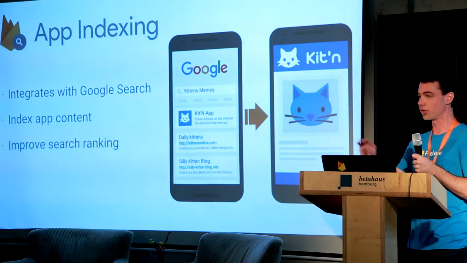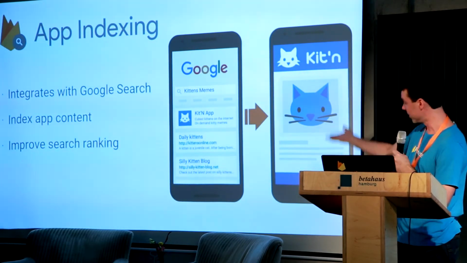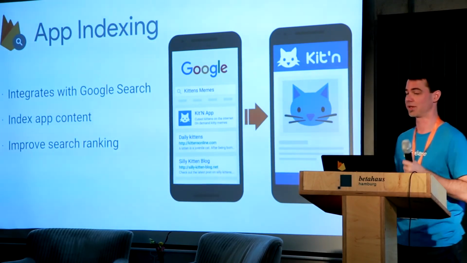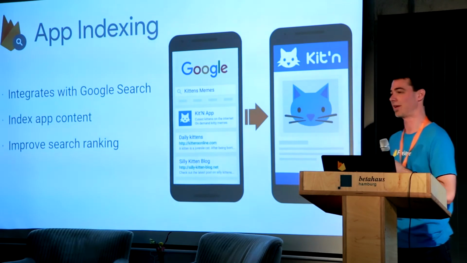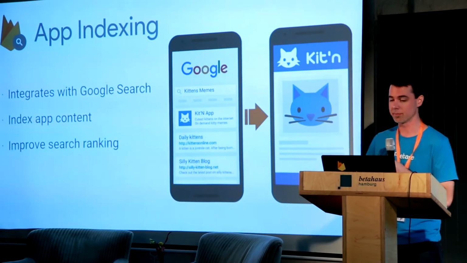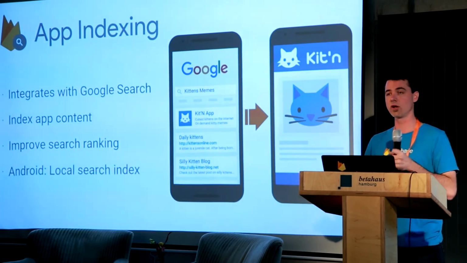So if you write those little bits of code in your app to indicate what users are doing in your app, now you have more visibility in Google Search, which might actually be better than a search in the Play Store, because there's, I don't know, millions of apps out there. How do you stand out? Well, use app indexing, and now you have the possibility of showing up in a Google search. On Android, there's a very special feature, and it's called local search index.